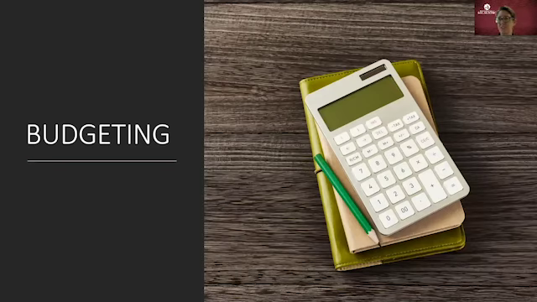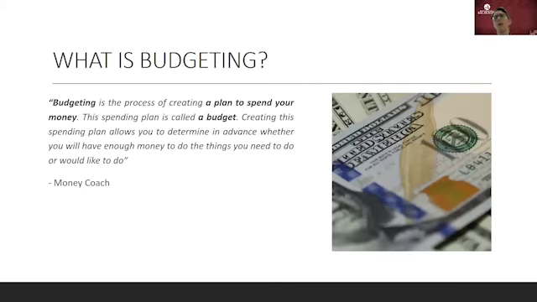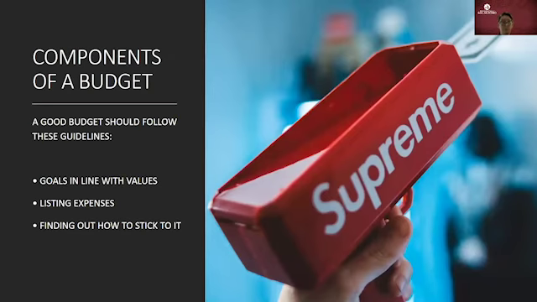Okay, next we're going to look at budgeting. We're going to look at why we want a budget, steps to create a budget. We're going to do an activity, and then we're going to summarize. What is budgeting? Budgeting is just creating a plan for your money. Components for a budget are making sure that your goals are in line with your values. We're going to list our expenses, and we're going to figure out how to stick with it.